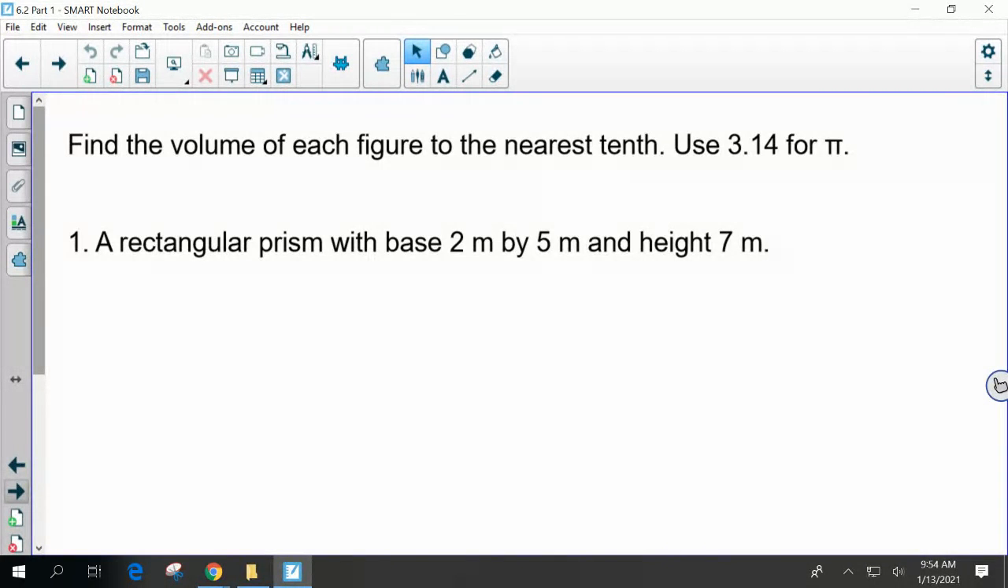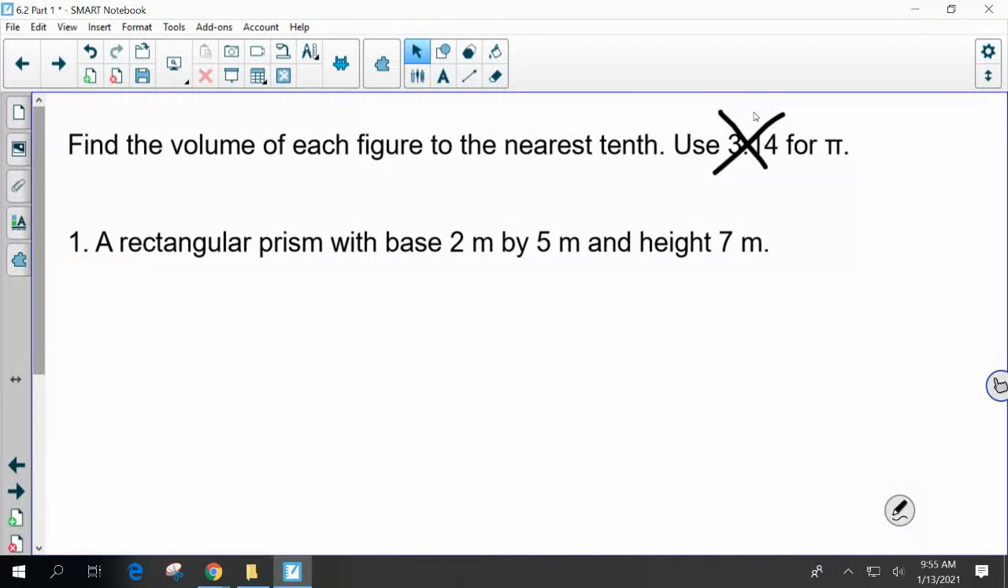Okay, so find the volume to the nearest tenth, use 3.14 for pi. So number 1 is a rectangular prism with a base of 2 by 5 and a height of 7. So first of all, is there pi involved with a rectangle? Does a rectangle have anything to do with a circle? No, so this whole part about using pi is not relevant to this particular problem.